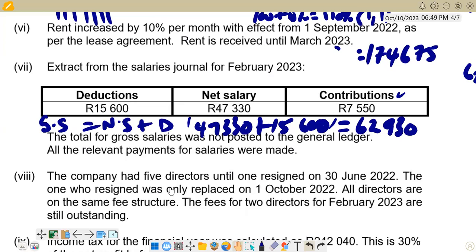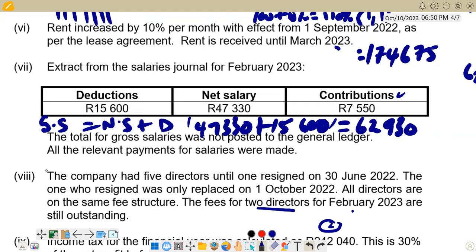So what is key there is that we have got an outstanding fee for 2 directors for 1 month, that is for February. So we have got 2 months that are not paid. So we need to know how many months were paid. And the months that were paid will be equal to the figure that we are given.